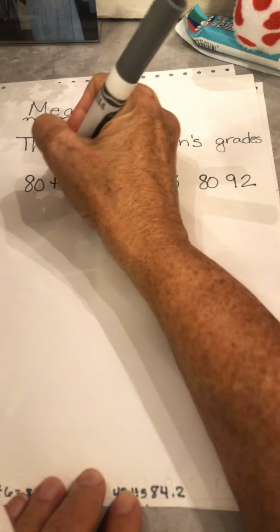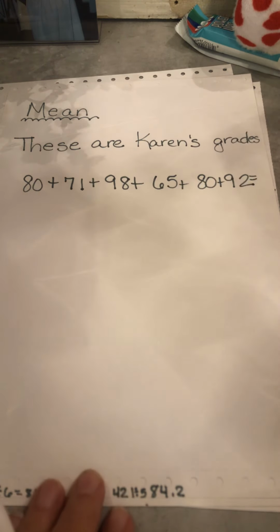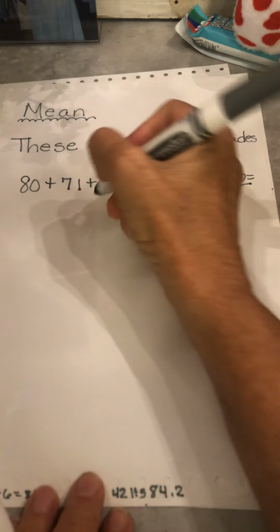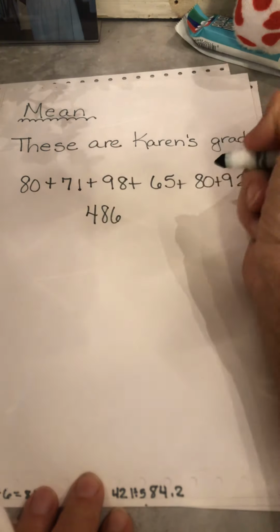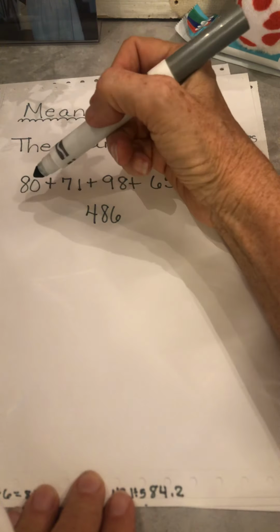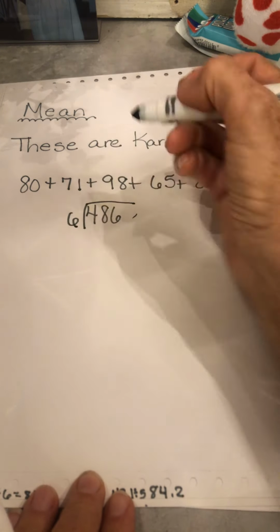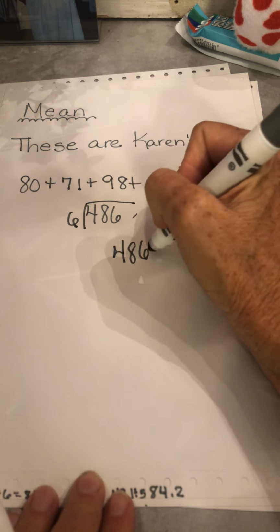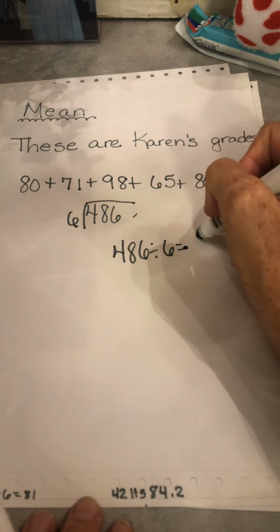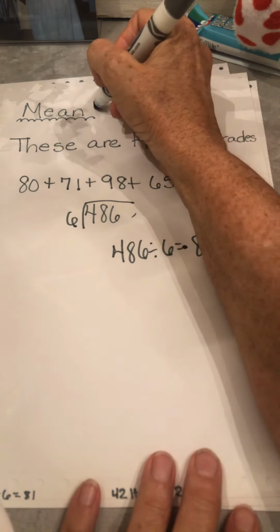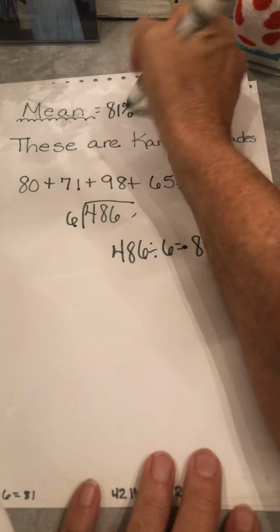Okay, so here we go. These are Karen's grades. We're going to figure out what the mean is. To figure out the mean, all I need to do is add these numbers up in my calculator and see what I get. When I add these numbers up, I get 486. That's the first step. The second step is to count how many there are. There are 6, and divide by 6. In my calculator, I'd say 486 divided by 6, and I would get 81. So Karen's average grade right now is 81%.